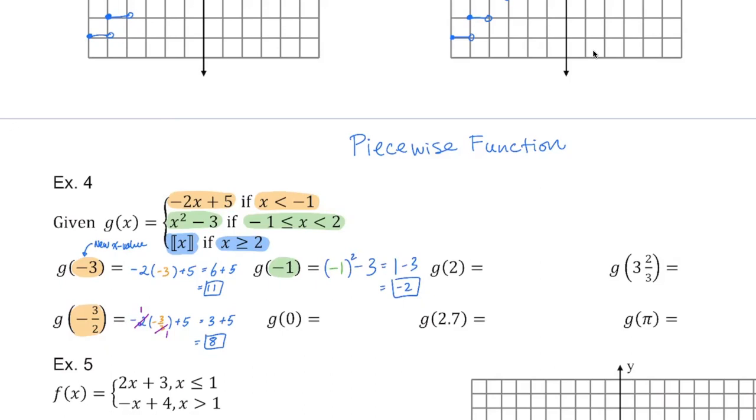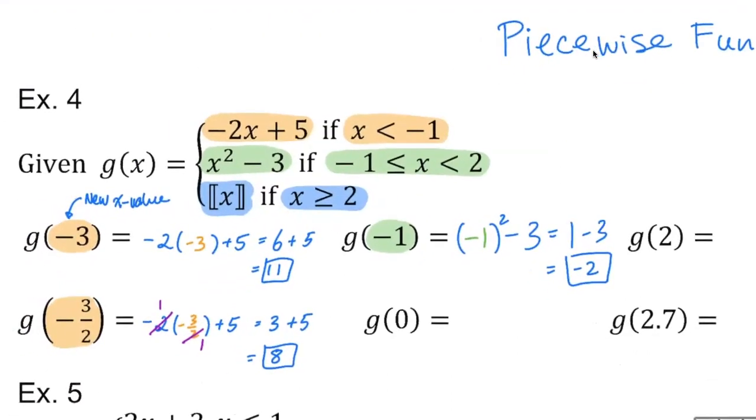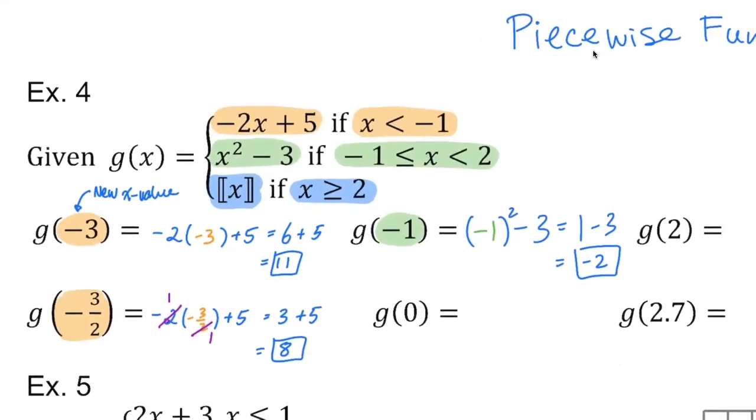Make sure you know what you're reading. Good habit: use parentheses for your substitution. Don't make things more complicated than they are, and you'll be good. What about g of 0? I'll give you 3 seconds to think about it. Okay, 3 seconds passed.